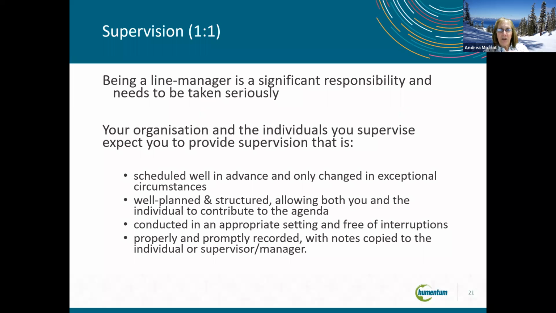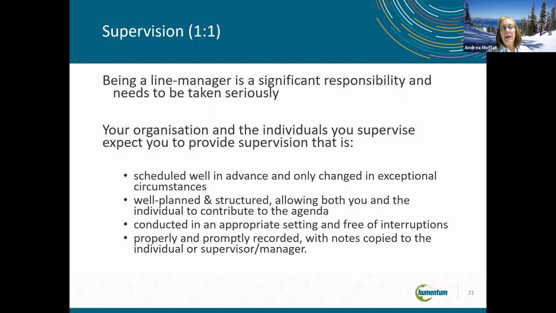So even once you've got your takeaway for today in an agenda that you create, you might want to take that back to your team and say, would this be useful that we both use when we come together? And they may well want to add to that. It should, of course, be conducted in an appropriate setting and be free from interruptions. It should be properly and promptly recorded. By that, I mean some notes.